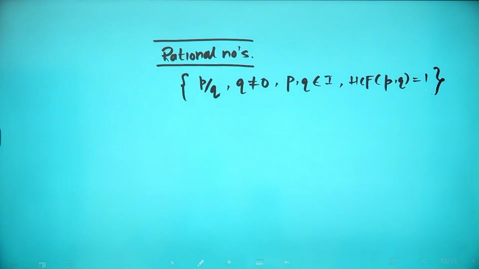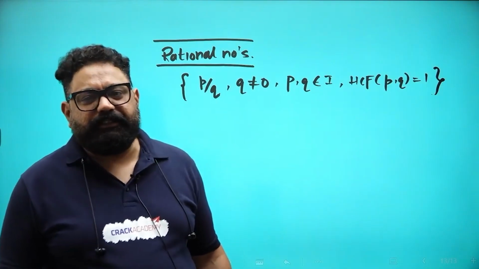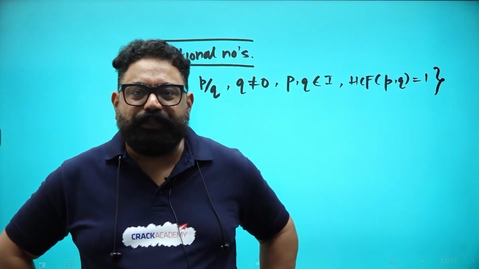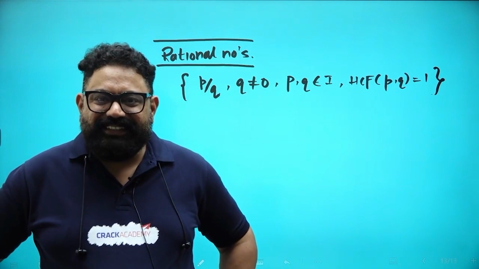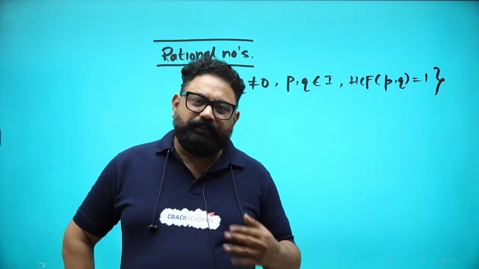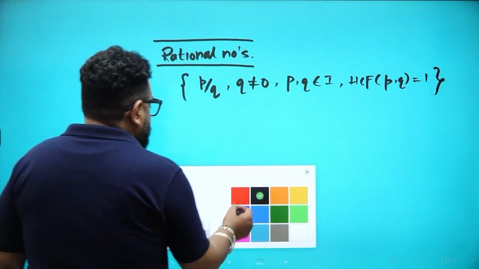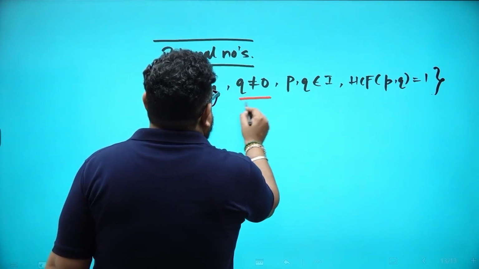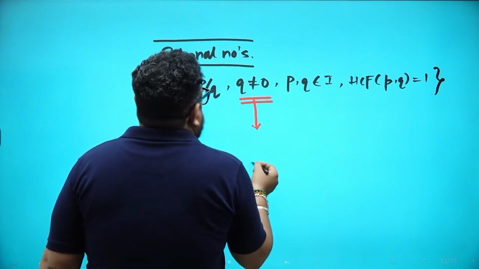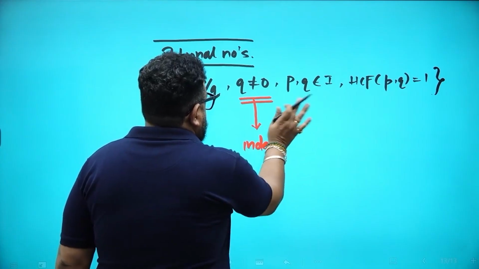Every part has a certain meaning, and most students, if I ask what are rational numbers, say the numbers of the form p upon q. No, this is not like that. You cannot directly say it. You have to write certain things. Now, the first thing being written is q not equal to 0. Why? Because anything divided by 0 is indeterminate.